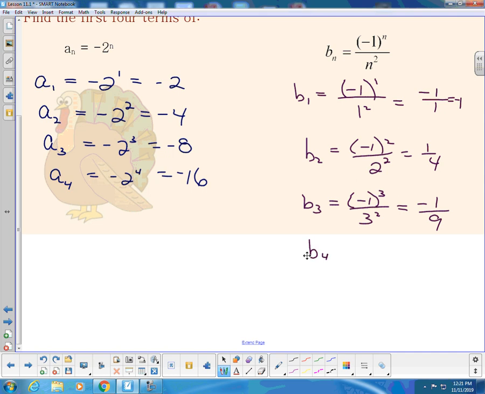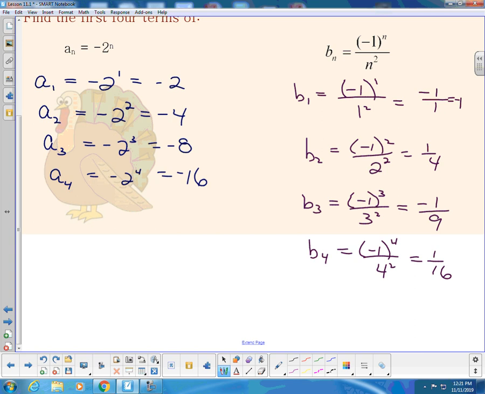So finding the terms is just simply plugging in the n value and evaluating. So you're plugging in your domain, 1, 2, 3, 4, and so on. It must be positive when they're squared. Yes, but the top is a negative 1 to the third. So that's a negative. 4 and 16.